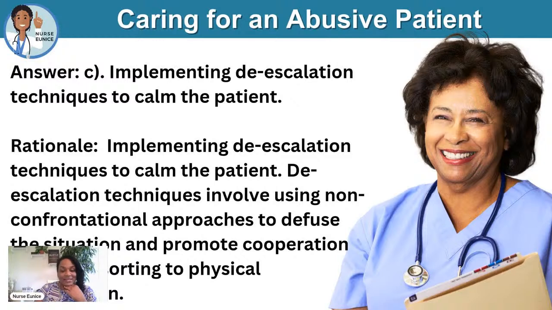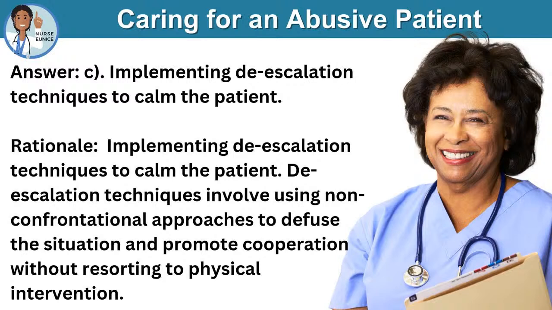So if I would have acted out and become aggressive with him, I could have made that situation so much worse. So you want to de-escalate, you want to talk calmly, figure out what the problem is, and then call for help if you cannot de-escalate the situation. So, implementing de-escalation techniques to calm the patient involves using non-confrontational approaches to diffuse the situation and promote cooperation without resorting to physical intervention. The last thing you want to have to do is to go hands-on with any patient.